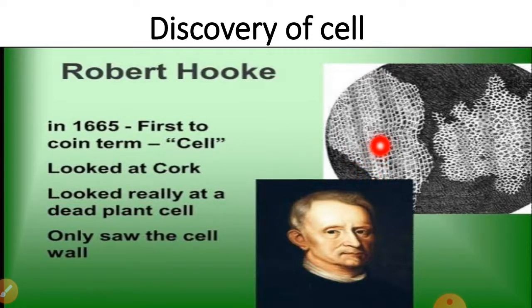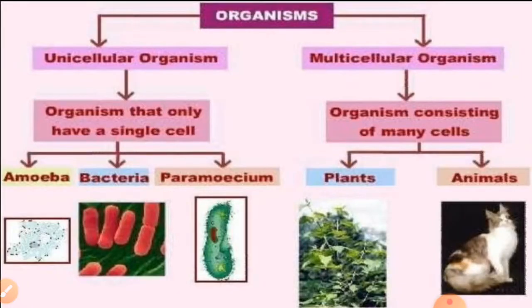So he found box-like structures forming a honeycomb structure, like the honeycomb honeybees make. He called this compartment a cell. He coined the term cell. But looking at a dead plant, he could only see the walls. So he got the idea that all cells look like a square box.